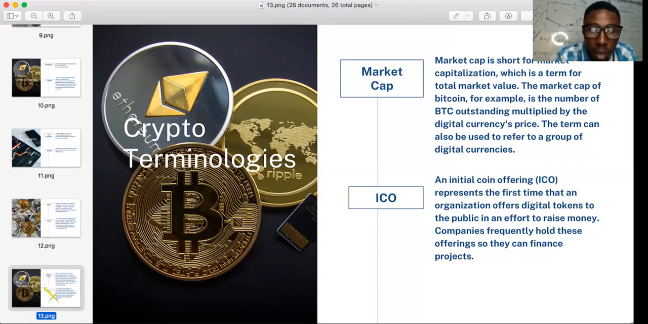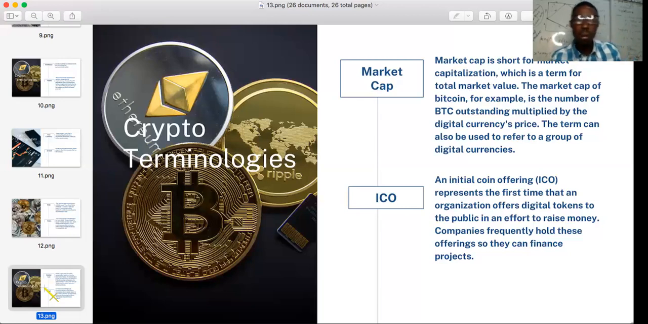So again, to get the market cap, take the total amount of cryptocurrency in circulation. Let's say for BTC we have 10 BTC in circulation. Then multiply by the current price of BTC, let's say 50,000 US dollars. So it will be 10 times 50,000 US dollars. That will give 500,000 US dollars. In this case, that represents the market cap of BTC.